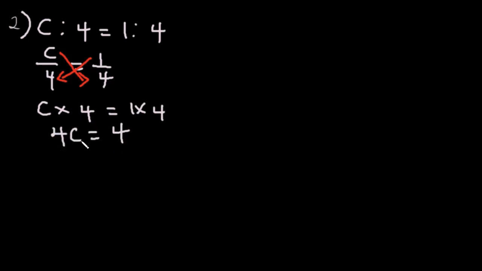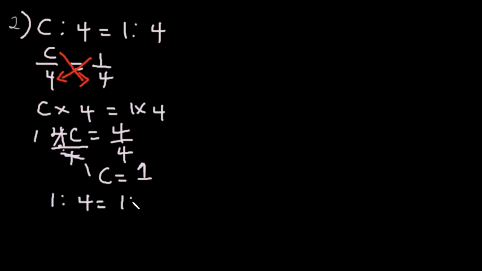You divide by the coefficient of the unknown, which is 4 in this case. So we have 4C divided by 4 equals 4 over 4. The 4 here cancels, 4 here cancels. C will equal 4 divided by 4, that is 1. If you cross check, you substitute 1 for that C, what you are saying is 1 ratio 4 equals 1 ratio 4, which is right because the proportion has equal ratios.